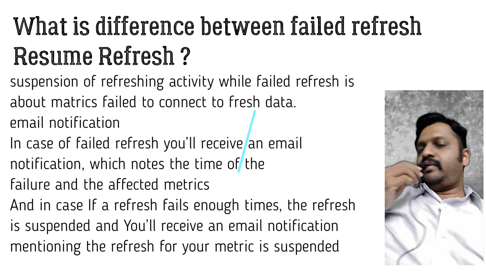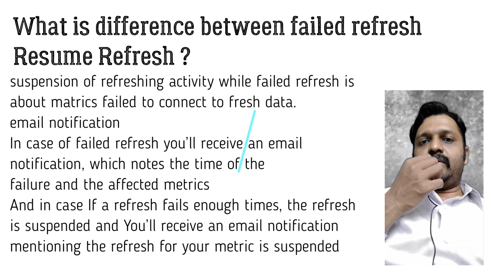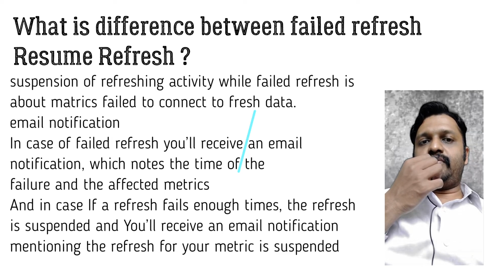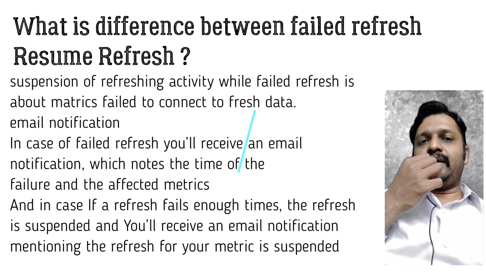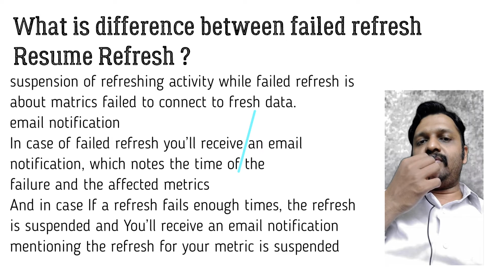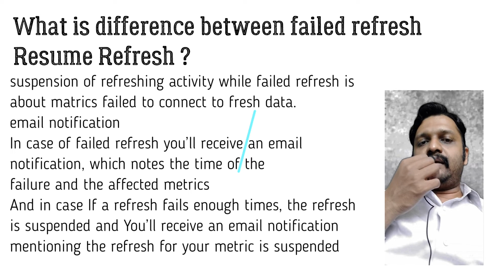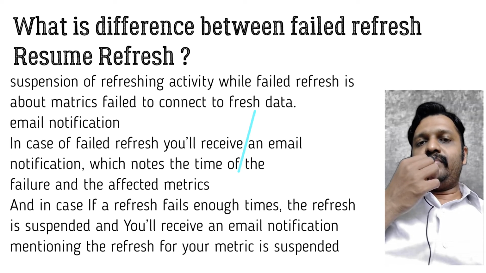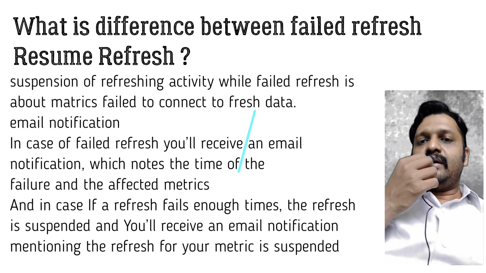Next question. What is the difference between failed refresh and resume refresh? Resume refresh is about suspension of refreshing activity, while failed refresh is about the metric failing to connect to the fresh data. In both cases, you can get an email notification. In case of a failed refresh, you will receive an email notification which notes the time of the failure and the affected metric. And in case a refresh fails enough times, the refresh is suspended and you will receive an email notification mentioning the refresh for your metric is suspended.